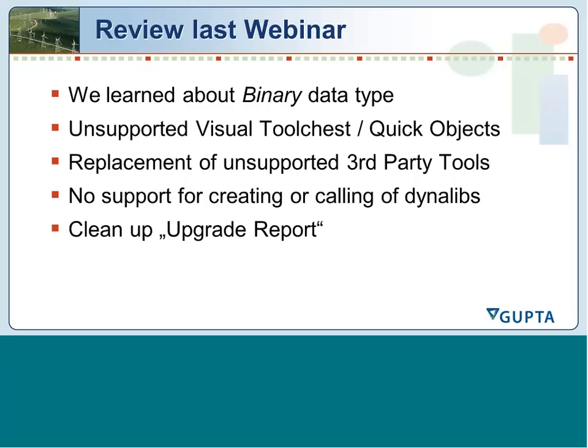Also, there's no support for creating and calling dynalibs. So if you're using dynalibs inside your applications, like dynamic linking during runtime, you have to use a different technology. It's not possible to use the old dynalibs built in Team Developer, let's say 3 or 4, inside Team Developer for .NET. And the main point is the Upgrade Report. This is a very, very useful tool because it gives you an overview of what must be done in your application to get it .NET ready.